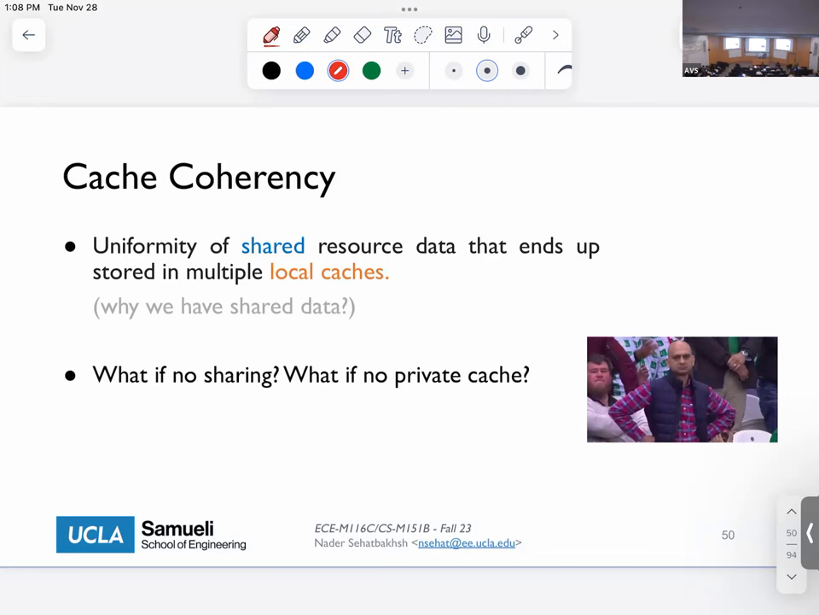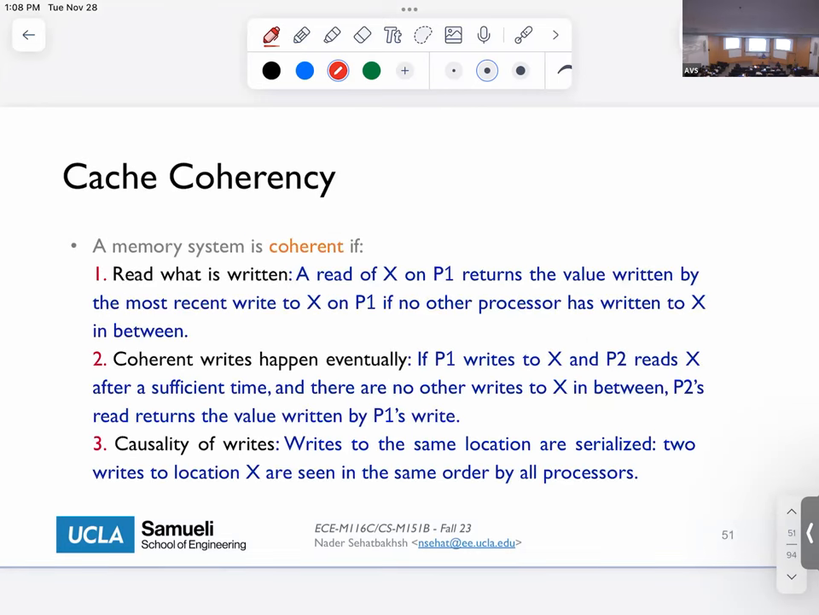So you might ask, okay, what if no sharing? What if no private cache? And as I already said, these two are not an option. If you didn't have a shared cache, you wouldn't have a cache coherency problem. That's very simple, but we need sharing, okay? So let's actually talk about how we can fix this.